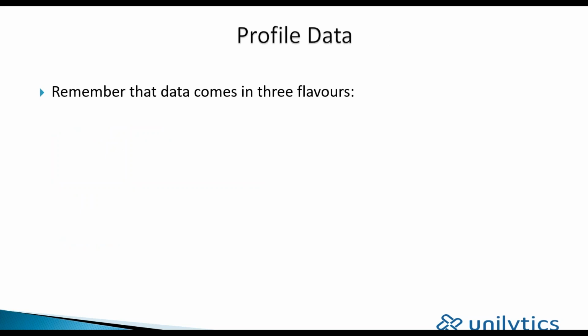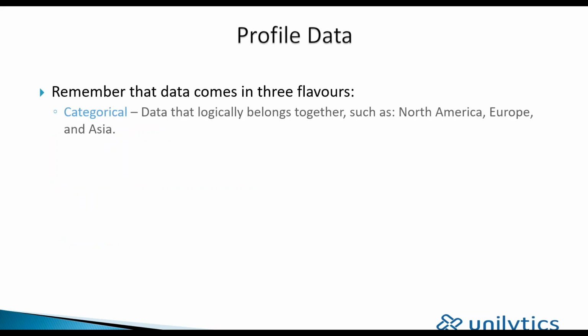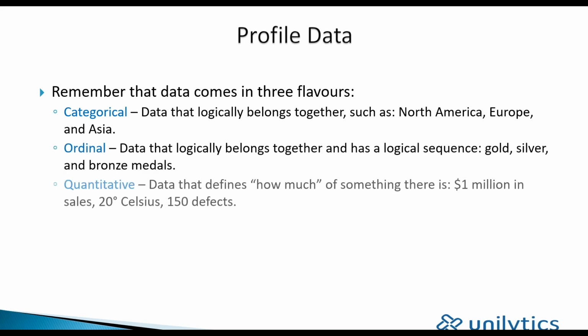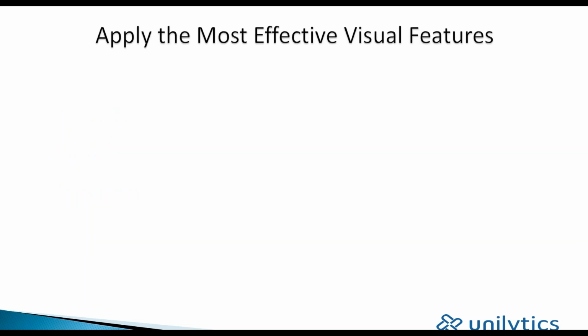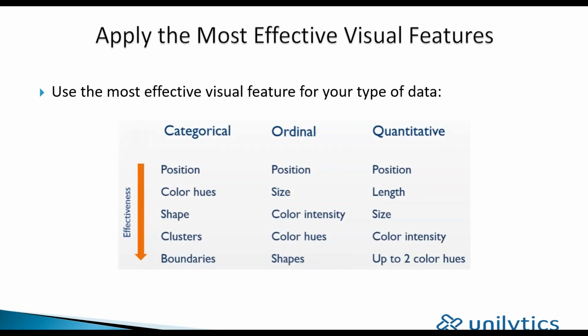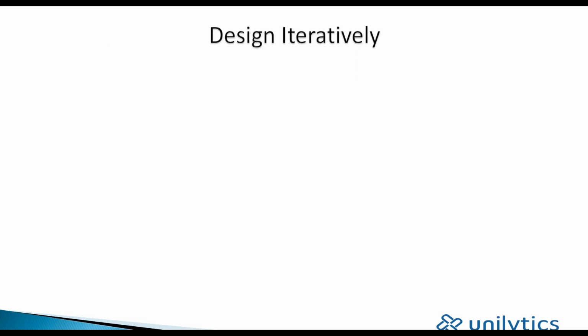The next visual best practice: profile your data. Remember what we talked about earlier. The data that you're working with, you should know before you get started: am I working with categorical data, ordinal data, or quantitative data? Make sure you know that before you start designing. Otherwise, you won't properly implement the most effective visual features. Keep in mind, here's the matrix: type of data across the top, most effective visual features in decreasing effectiveness going along.